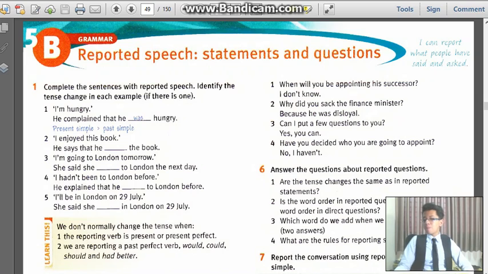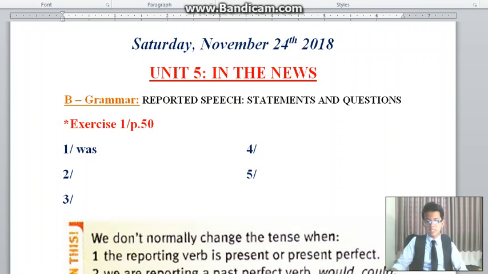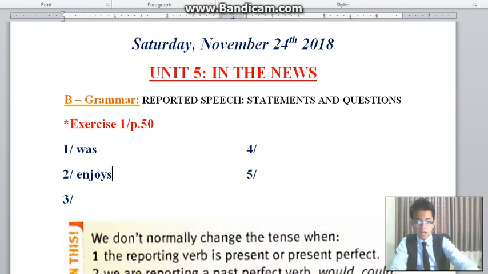Number 2, I enjoyed the book. He says that he enjoyed the book. So past simple is still past simple, because he says. So with present simple as the reporting verb, don't change the tense. Remember that. Take notes.